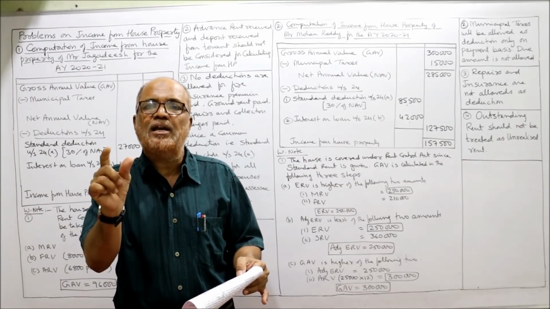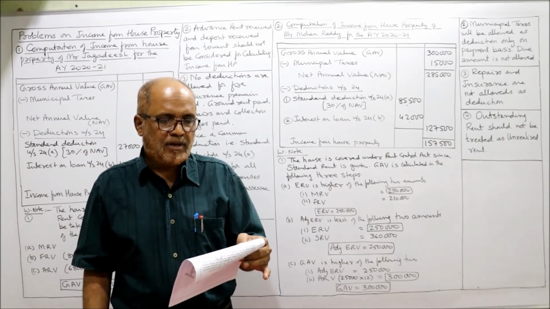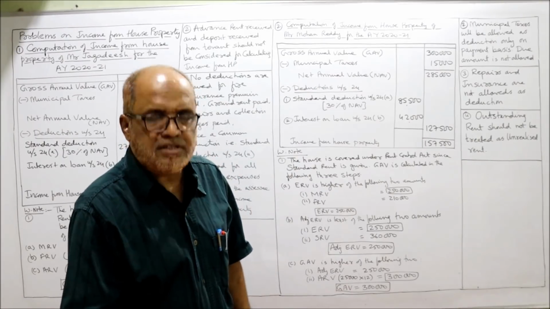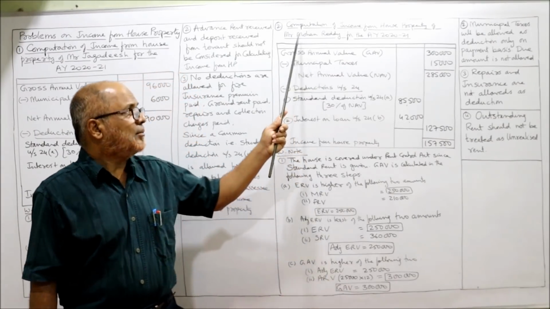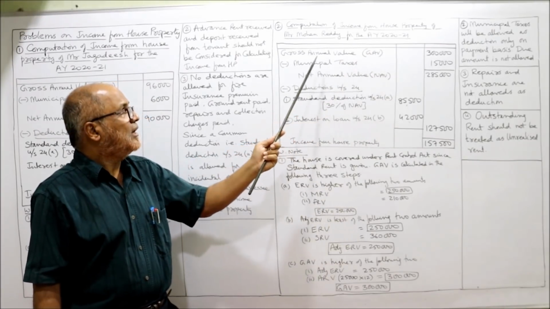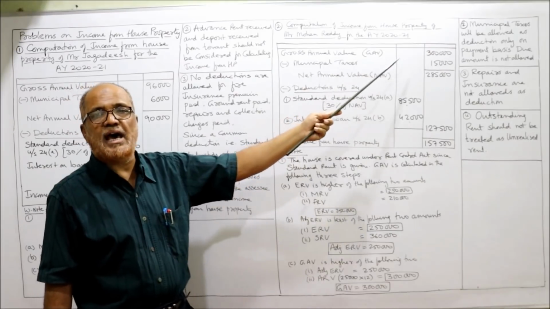The outstanding rent should not be considered. Find out the income from house property for the current assessment year. This is the problem. Now, second, computation of income from house property of Mr. Mohan Reddy for the year 2021. Now, GAV, gross annual value.